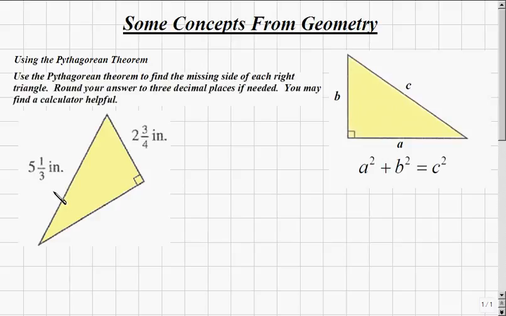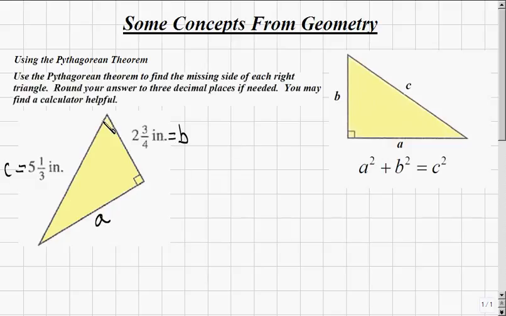In our problem to our left, the side across from the right angle will be side c, so c is 5 1/3 inches. That means that our side across from it would be side b, and our long side here we'll label as side a. So let's use the Pythagorean theorem to find side a.